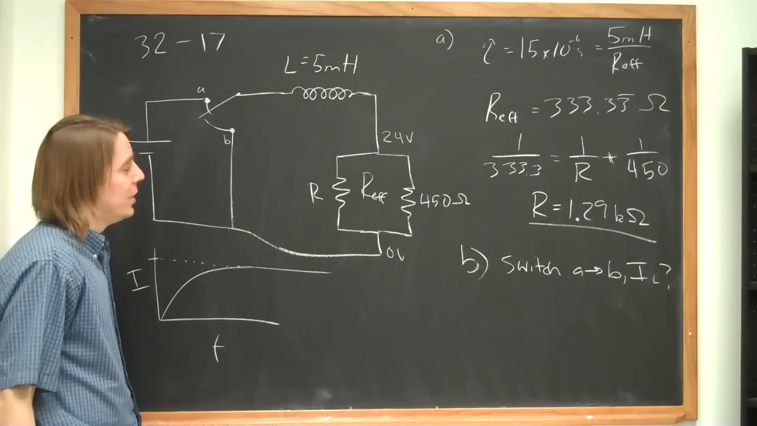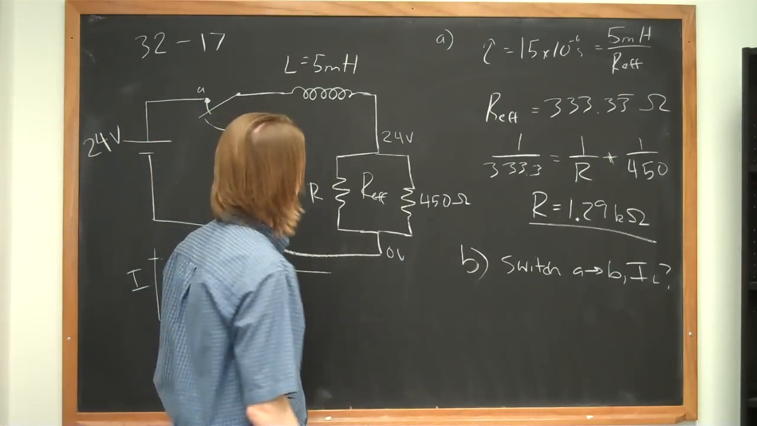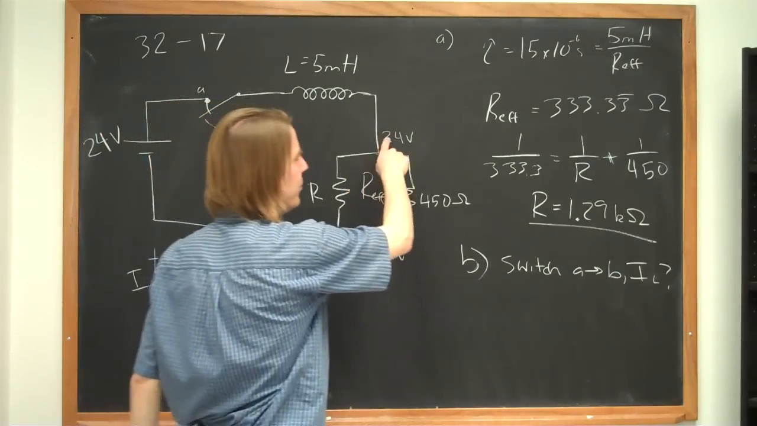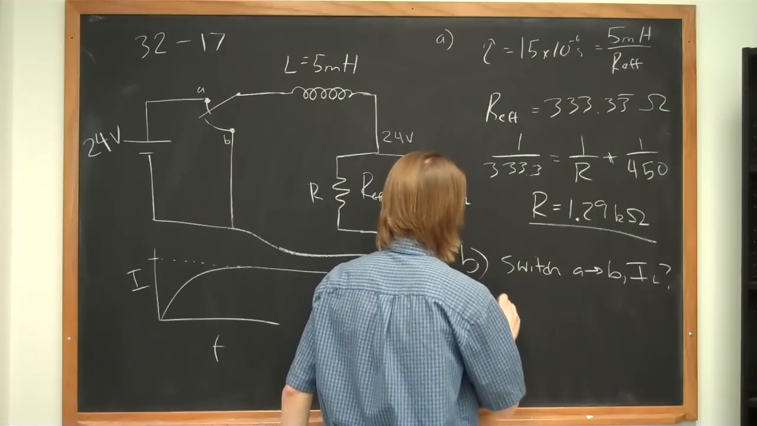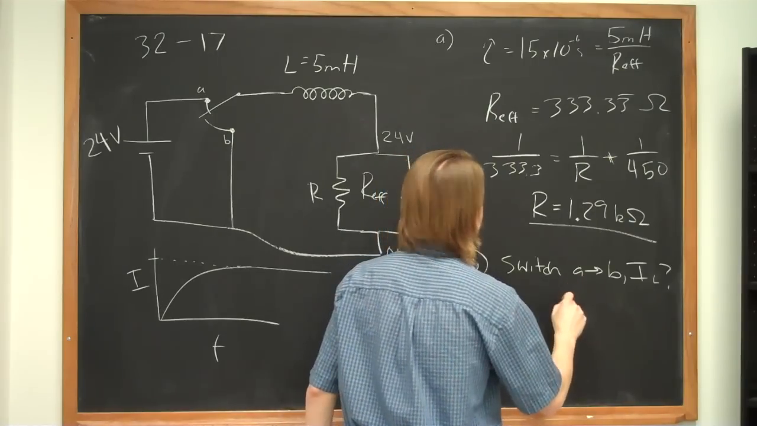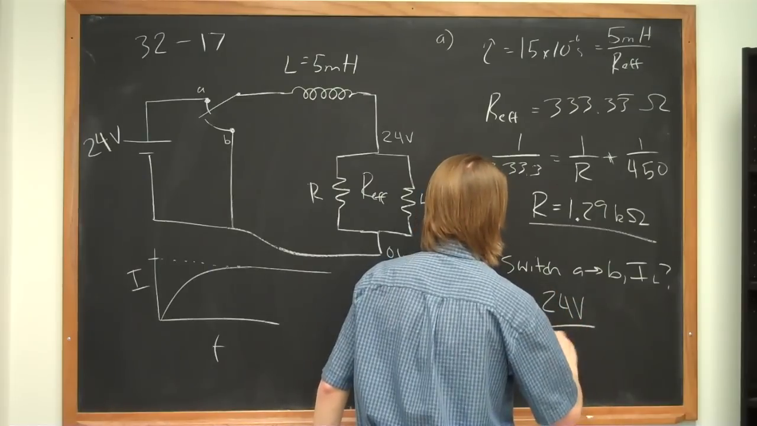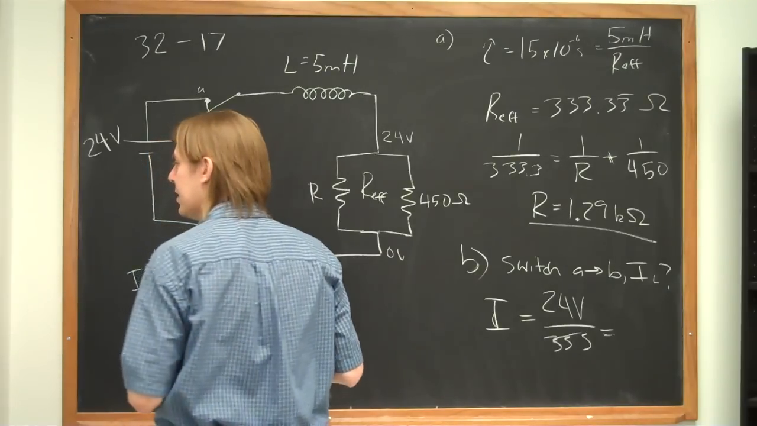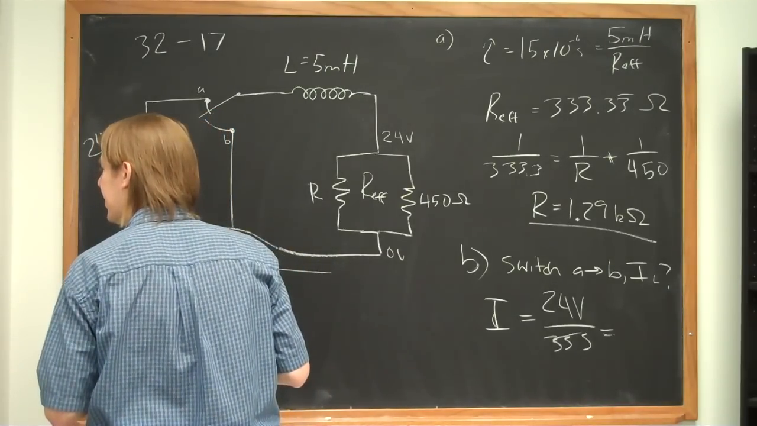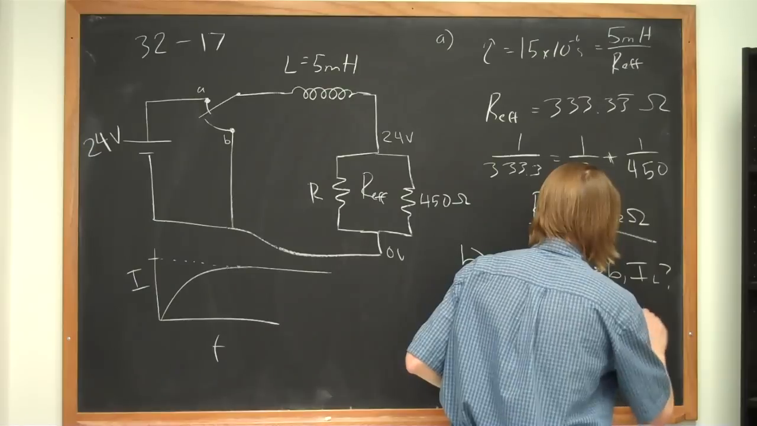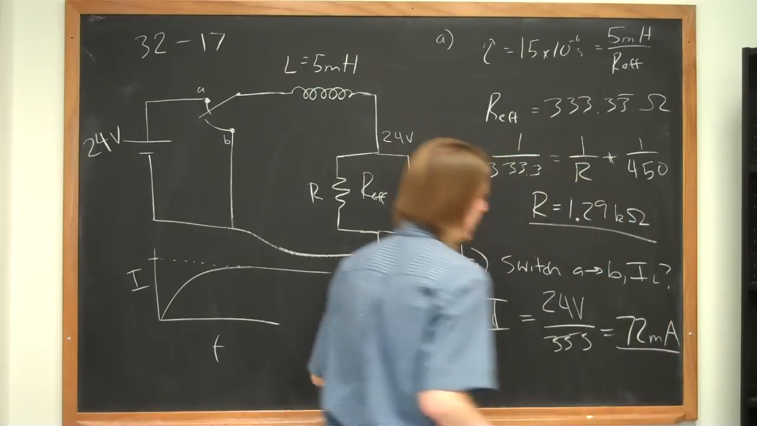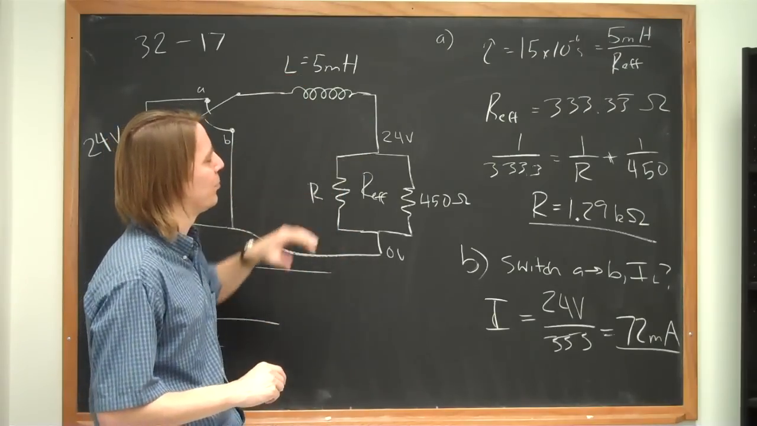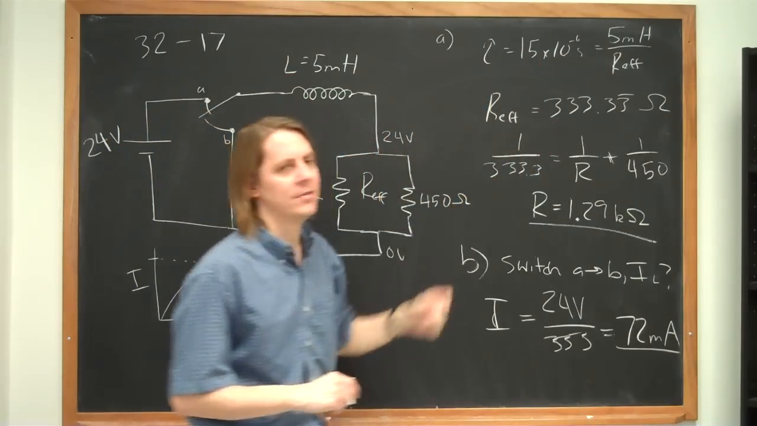So to do it, you can just ignore the inductor, and basically you just figure out it's 24 volts over the effective resistance. What we're trying to get is 24 volts over 333, which is 72 milliamps. And that's the right answer, 72 milliamps. So we didn't have to use the inductor to get the current for part B, but we did use it originally to get the effective resistance.